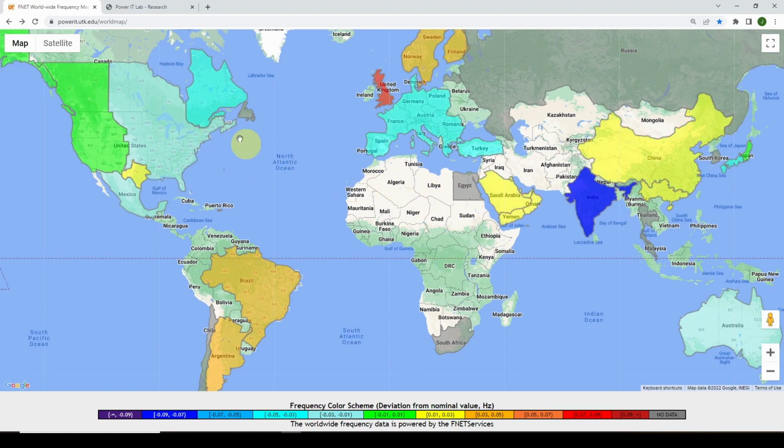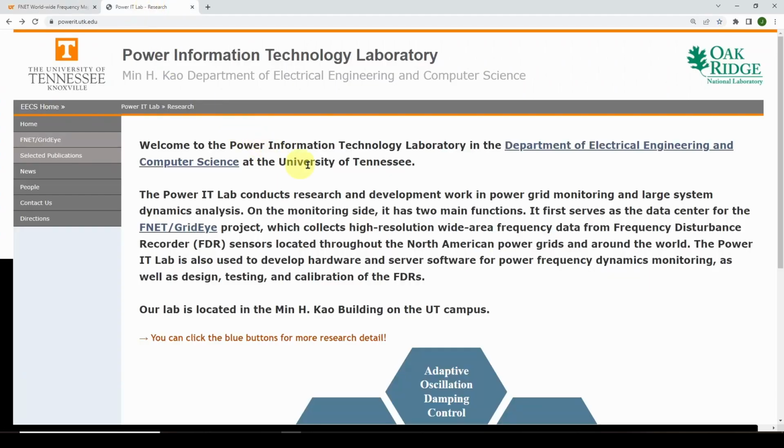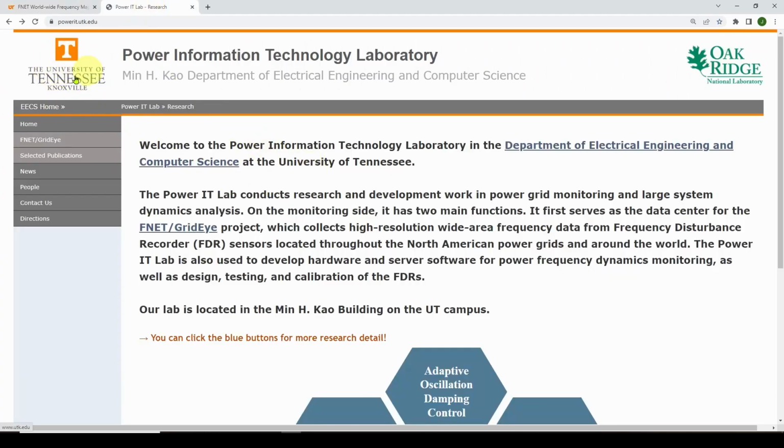So the first thing you want to do is go to this website. It's a free website, and it's run by, you can see on the left, the University of Tennessee at Knoxville here in the US.